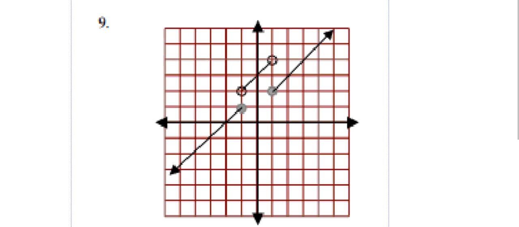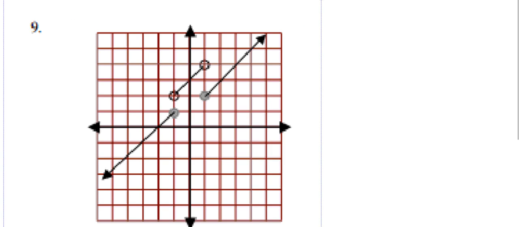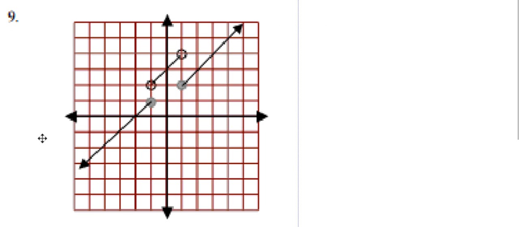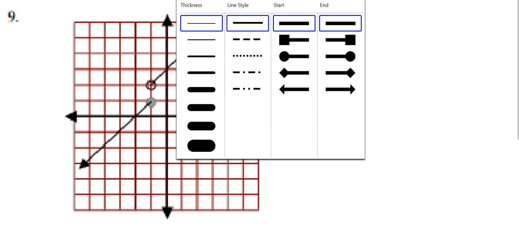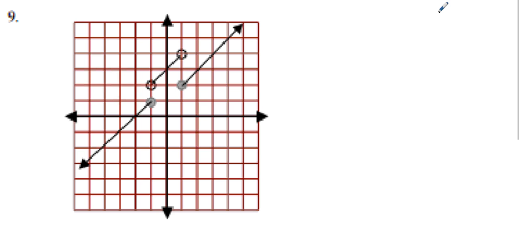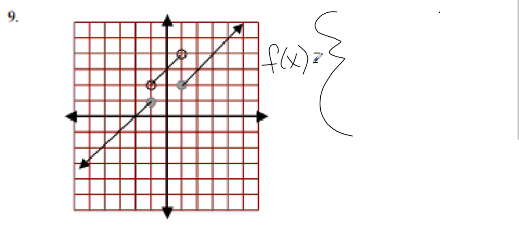Okay, so the next problem is you have to actually write the equations for it. So what you're going to do, I'm going to go back to my pen, is you're going to always start out with something like this, f of x equals, and the very first thing I'm going to do is I'm going to just write the equations.